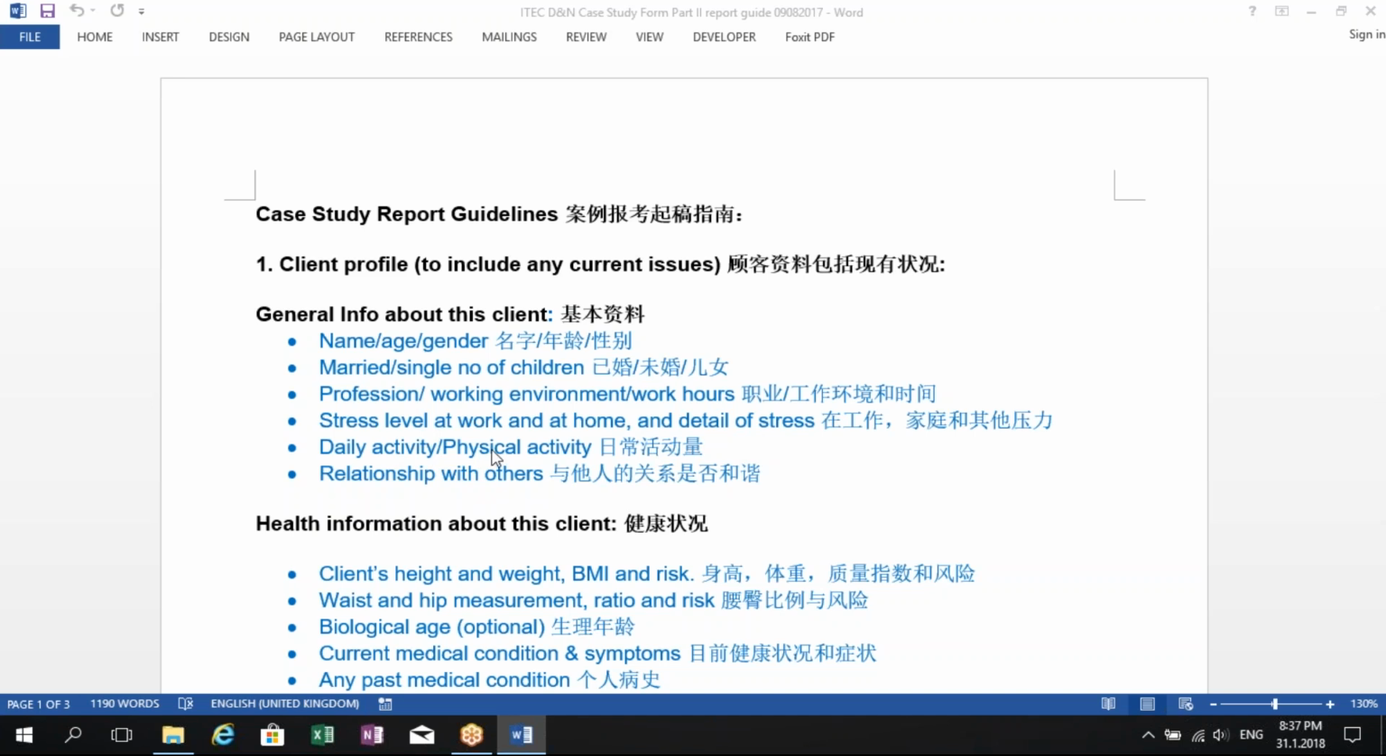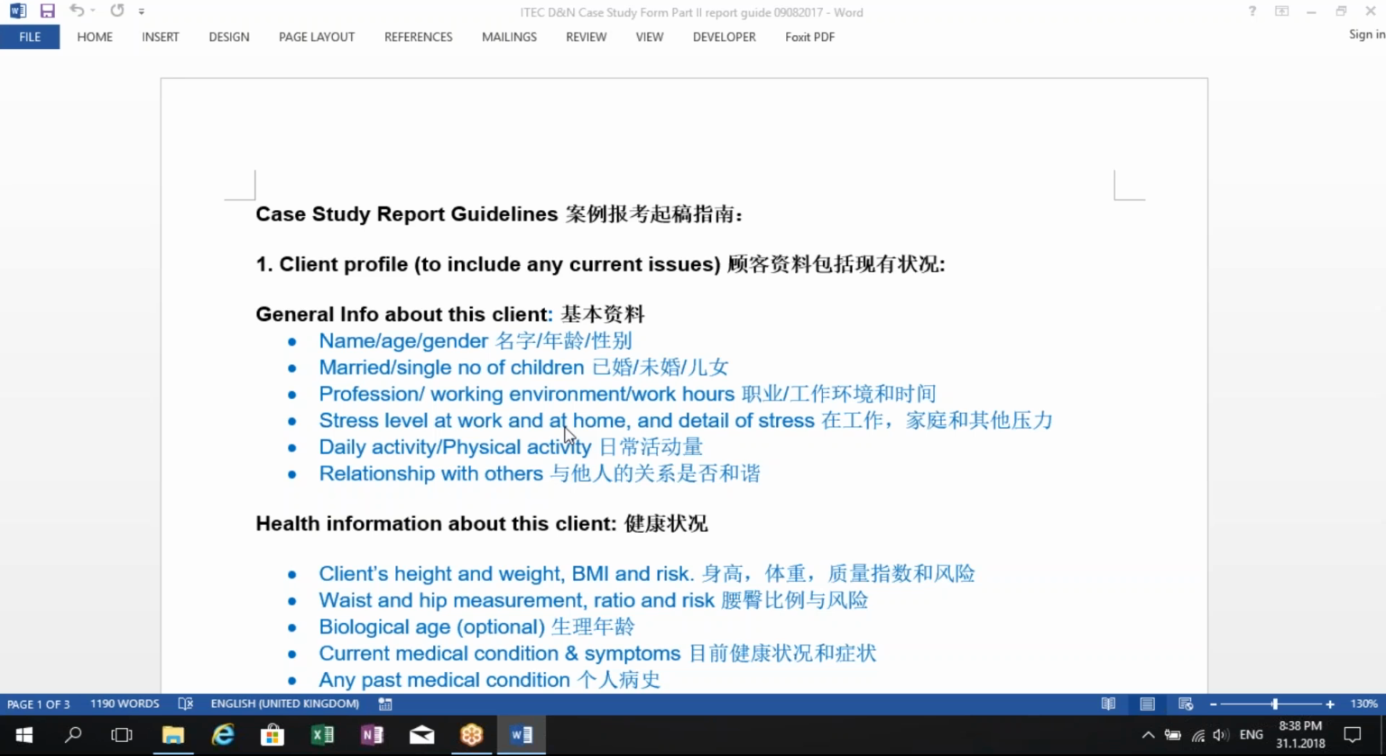If they don't have stress, you can say the person is quite relaxed at home. Whatever they have or don't have, you also need to write. You need to see the point. That means whether the person has good relationships with other people, the neighbors, friends, colleagues, and others. You need to know, and you need to write in the report.